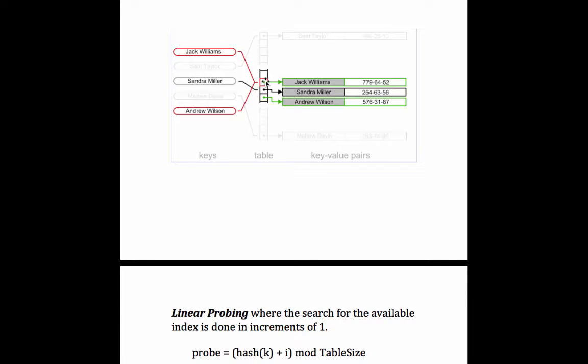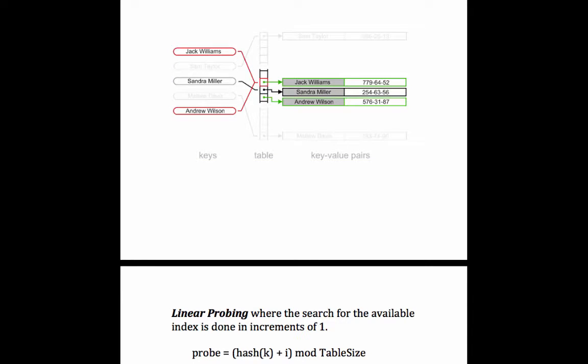That's basically what we did in the example that we have here. We start with Jack Williams, then we try to insert Andrew Wilson, and that index is being used by Jack. So we go to the next index, we increment it by 1. It is being used by Sandra. Now we increment by 2, and that is available, and that index is used to insert Andrew.